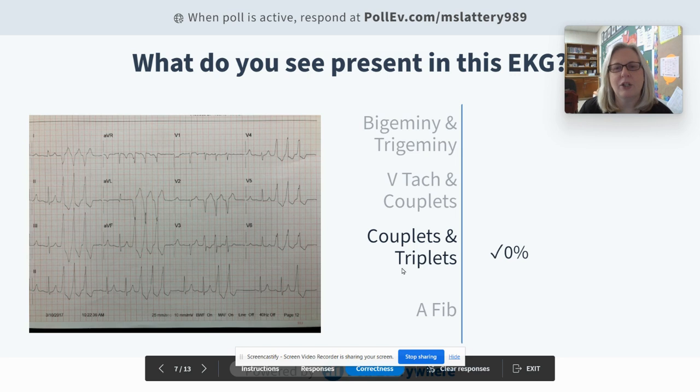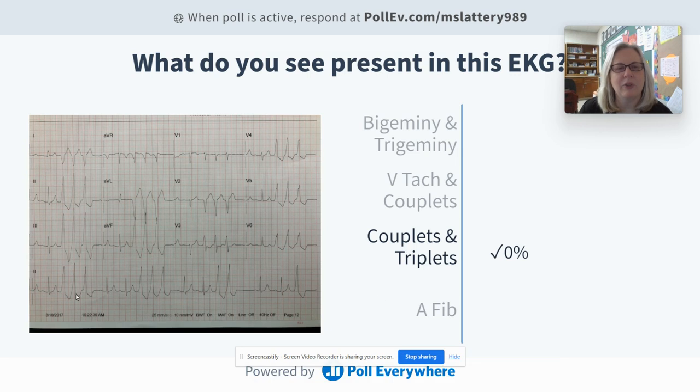Okay, the answer is couplets and triplets. If we look at this rhythm strip at the bottom, you can see there's 1, 2, 3 PVCs in a row. Then we have a couple regular beats, then 3 PVCs in a row with that pause. A couple regular beats, 2 in a row, and a pause. So these are triplets, and this is a couplet. So you can have lots of different patterns. Fun for everyone. It's like a variety pack.